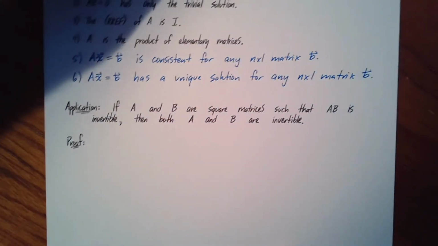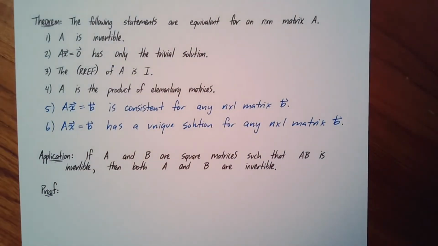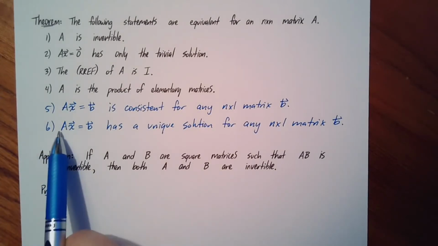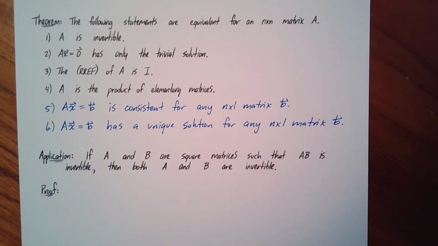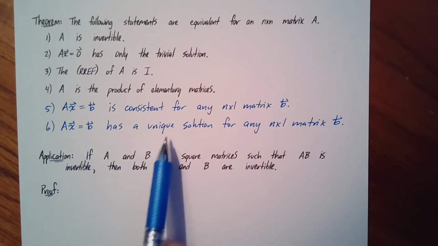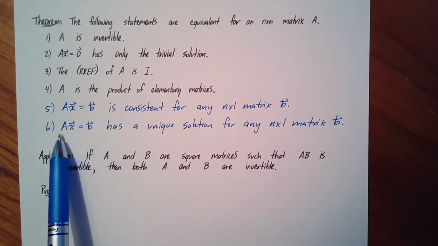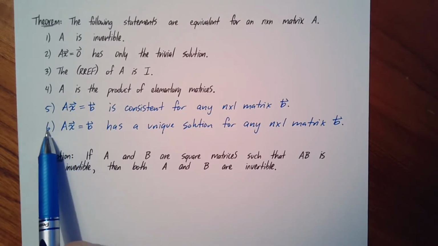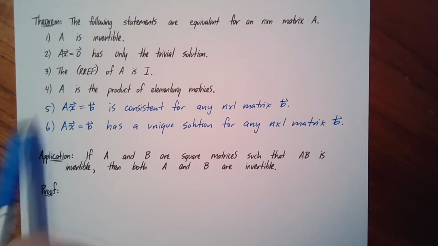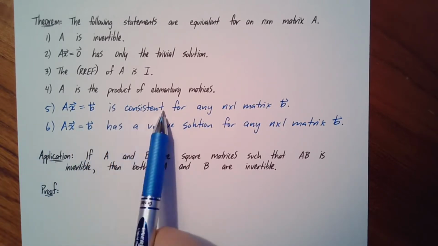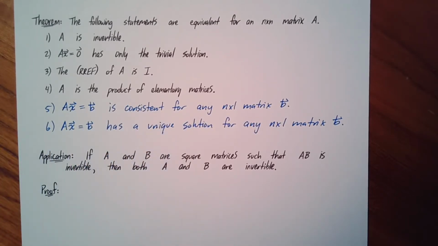Okay, and one more comment before we move on. You may notice that the 6th statement at the bottom is stronger than the 5th statement. Because if a matrix equation has a unique solution, well, that means it has at least one solution automatically. But you're being more specific by saying it has a unique solution. So if you know that statement number 6 is true, it's automatic that statement 5 is true. Because remember, to be consistent, that just means you have at least one solution.